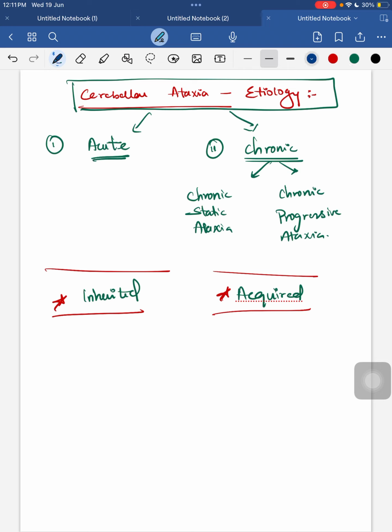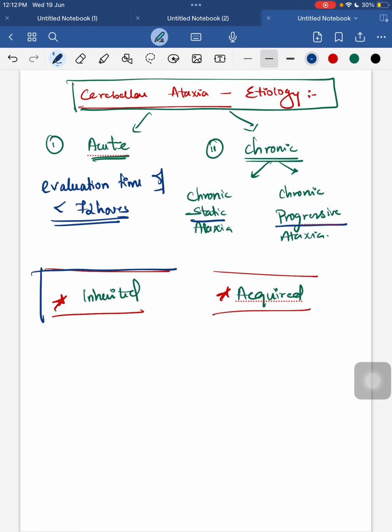Next, the child can have chronic ataxia. In chronic, it can be either static or progressive ataxia, right? Next classification is that cerebellar ataxia can be classified as either inherited or acquired ataxia. In inherited ataxia, the mode of inheritance is most commonly autosomal recessive. But it can be autosomal dominant, mitochondrial, or X-linked. But the most common is autosomal recessive.